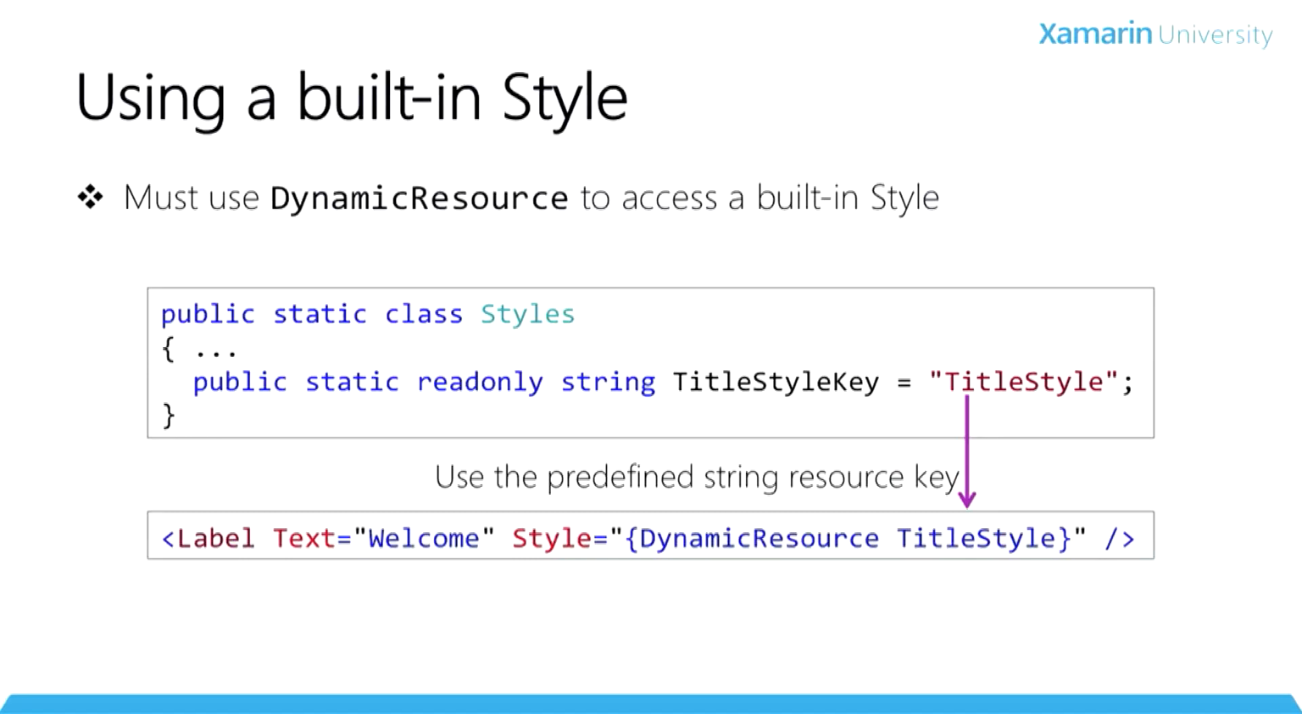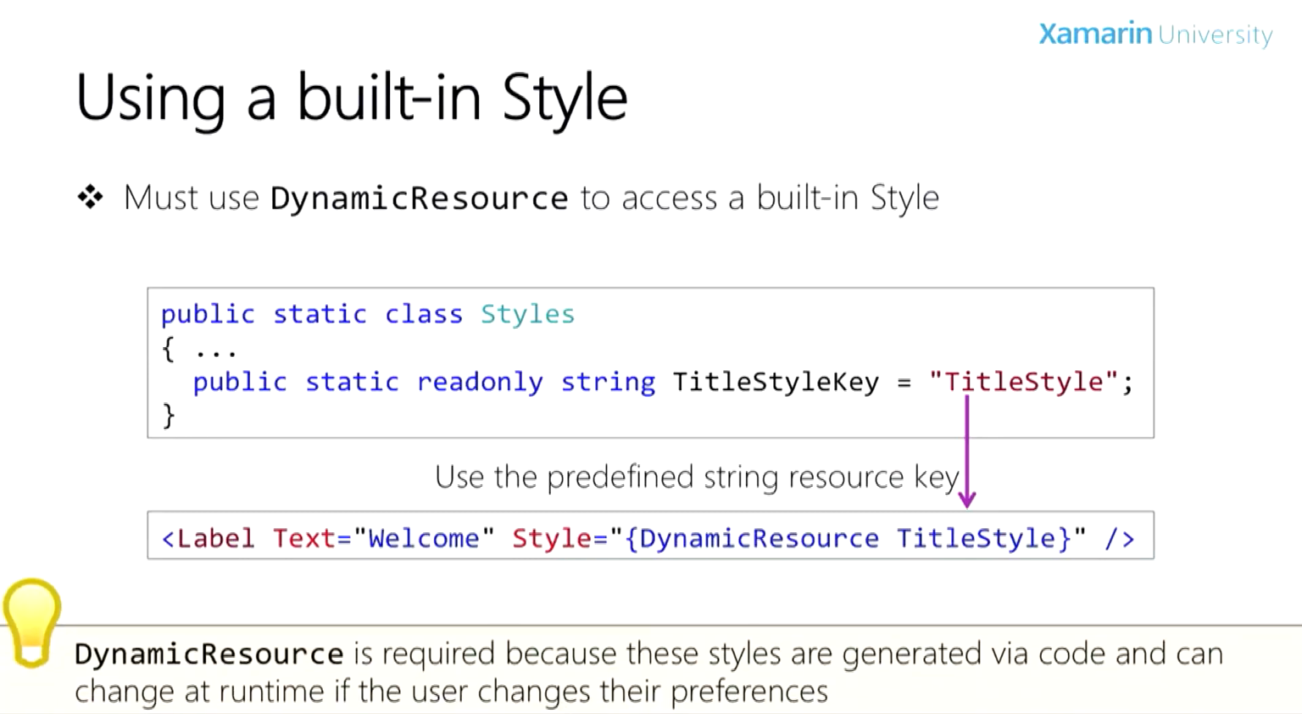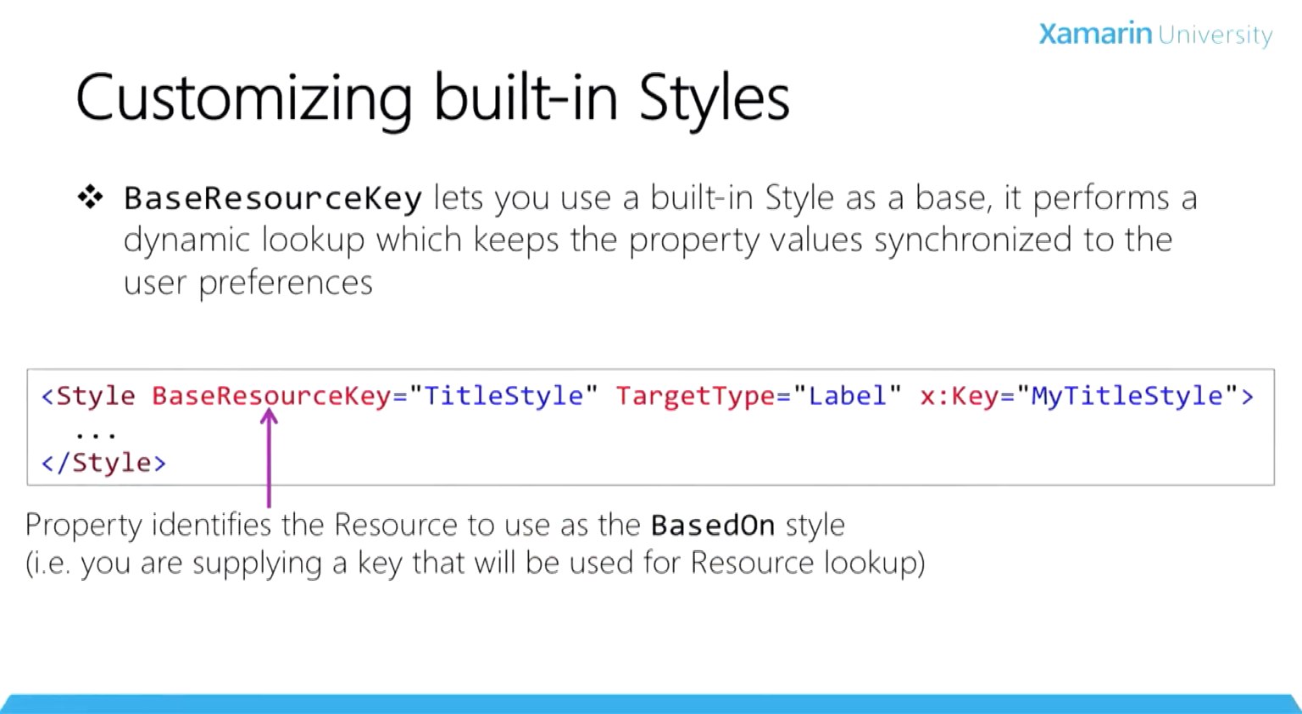These strings are important to know because you use them in your XAML to identify a built-in style. To apply a built-in style, you use the DynamicResource and the value of the style key. If you were to use StaticResource to attempt to access a built-in style, it'd actually end up yielding a runtime exception. The BaseResourceKey is an alternate way to set the BasedOn style and is required when working with built-in styles as your base. It's very similar to the DynamicResource. It maintains a link to the underlying style, so when it's changed, the change propagates through to your derived style.